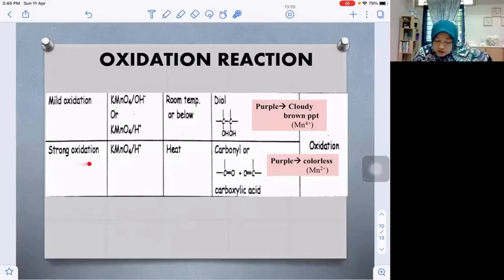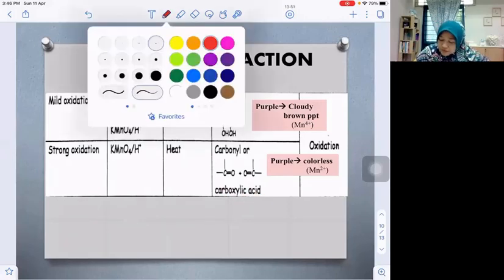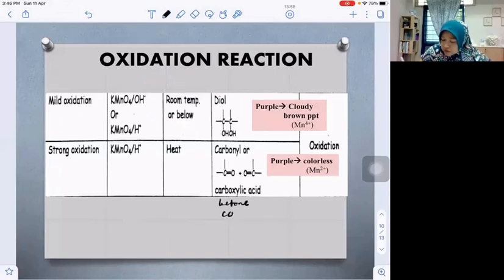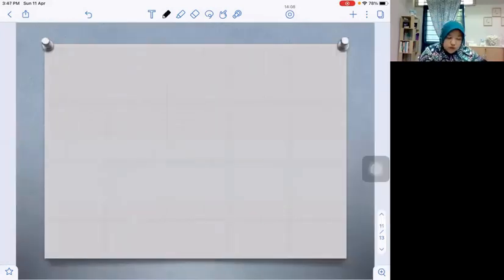As for the strong oxidation, it is the reaction with KMnO4 as well, but it has to be in the acidic medium, and also the condition must be heat. So the product of this strong oxidation is either a carboxylic acid, or we can also get a ketone, or carbon dioxide plus H2O, depending on our alkene. So let me show you an example of how to write the chemical equation of the reaction.